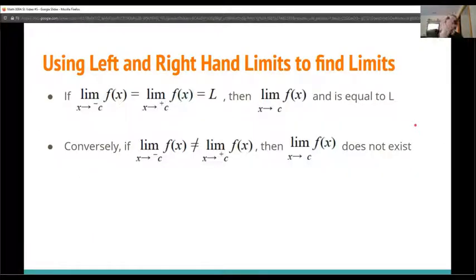We can actually use the left-hand and right-hand limits to find the actual limit. If the left-hand limit is equal to the right-hand limit, then we know that the limit exists, and we know that it is equal to L. On the other hand, if the left-hand limit and the right-hand limit aren't equal, then we know that the limit doesn't exist.